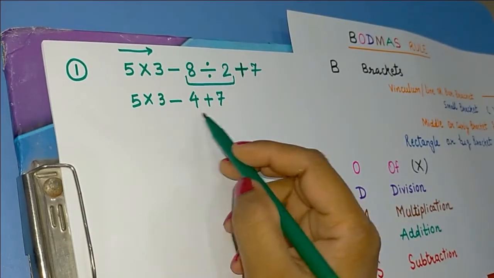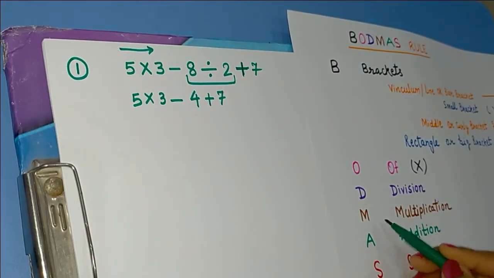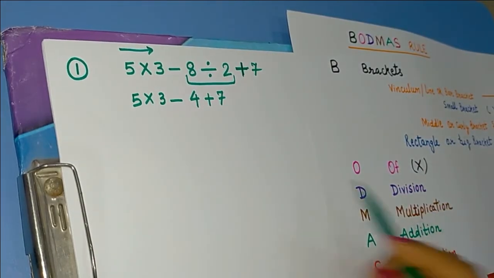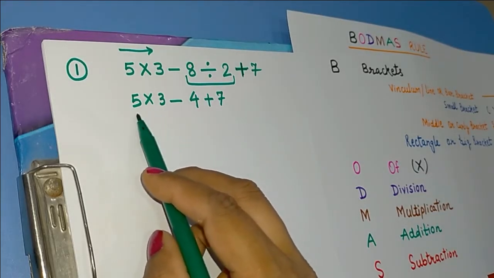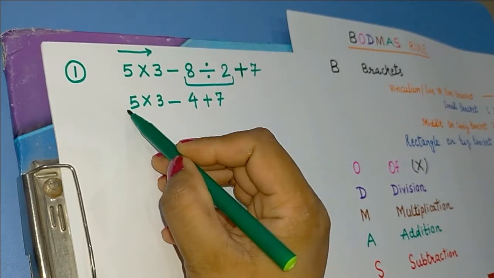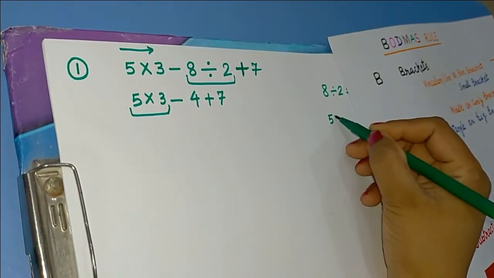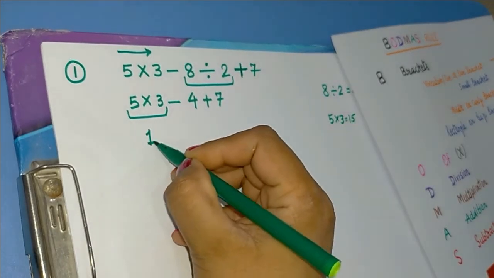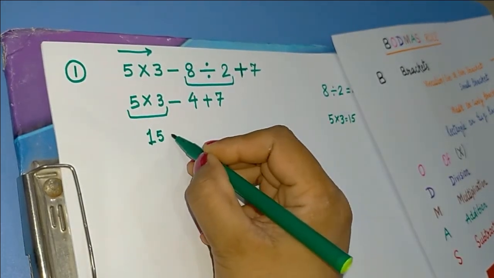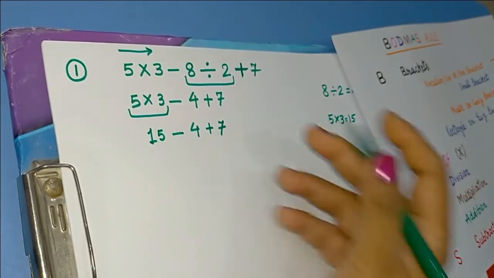The next step which we need to look at in this expression is, after division we need to go for the multiplication. So here we got the multiplication sign. In the next step we need to solve the multiplication, that is 5 cross 3, and we know that 5 cross 3 is 15. So here we will write directly 15, then minus 4, then plus 7.